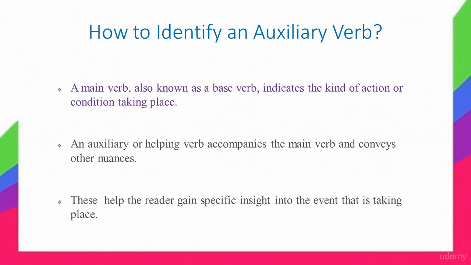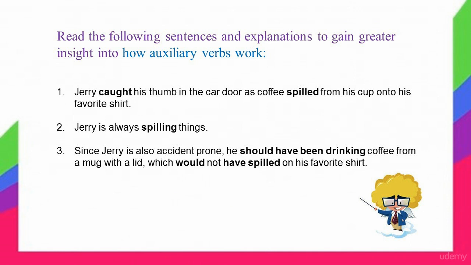A main verb, also known as a base verb, indicates the kind of action or condition that takes place. An auxiliary or helping verb accompanies the main verb and conveys other nuances that help the reader to gain specific insight into the event that's taking place. Read the following sentences and explanations to gain greater insight into how auxiliary verbs work.